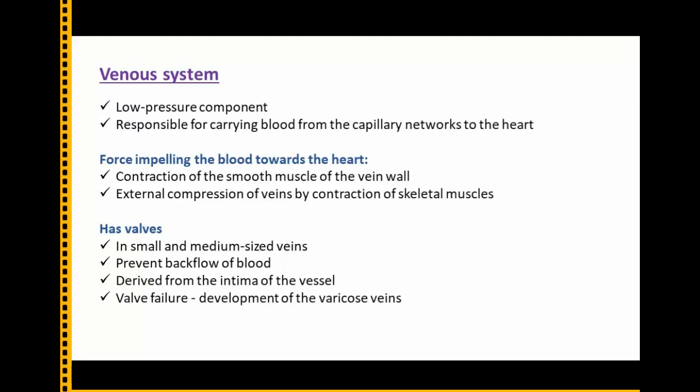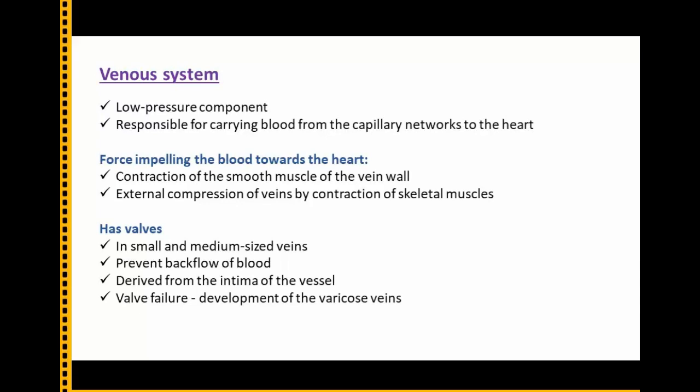So, there is no direct force to push the blood in the venous system towards the heart. In the arterial system, the heart is the pump which pushes the blood through the arterial system towards the tissues. But for the venous system, there is no such pump. So, there are some forces that impel the blood towards the heart.